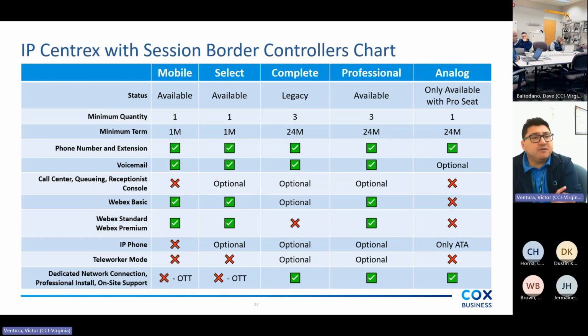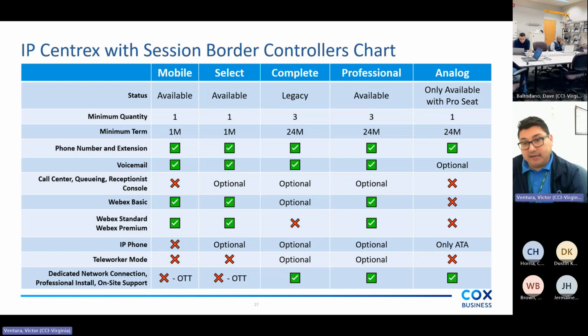Now, this chart here will give you some standards on some minimum quantity that can be ordered in order to install a customer the service. So for example, if the customer wants a mobile seat or a select seat, they can order the service for a minimum of 1. Now, if you notice, a mobile seat is really an application that they can use to make and receive calls. They do not have to have an actual phone from us. That is a mobile seat.